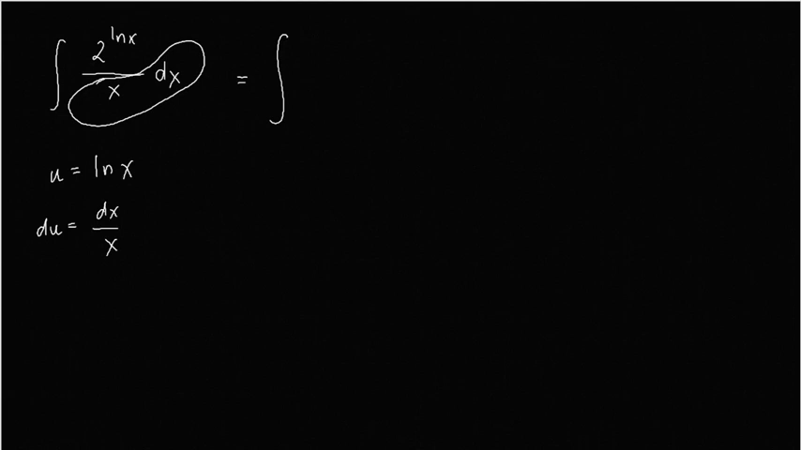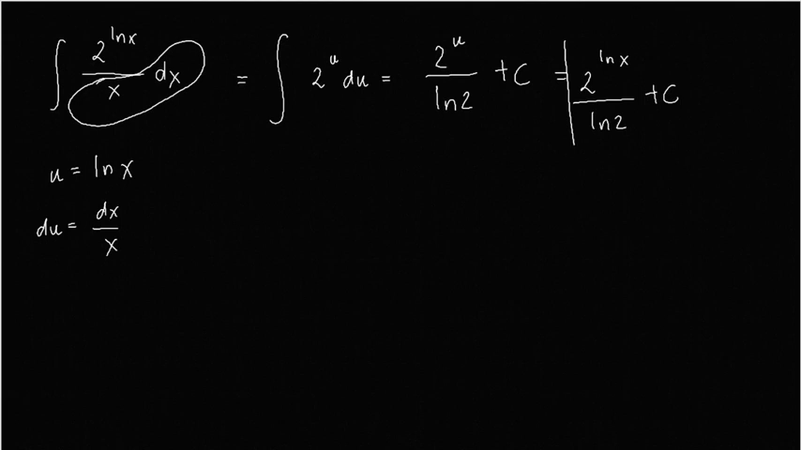So if we integrate this, we now have the integral of 2 raised to u du. And as we remember, this is equal to what? 2 raised to u divided by ln of 2 plus c. So, going back to our original variable, which is x, we have 2 raised to ln of x all over ln of 2 plus c. This will be our final answer for this problem. Right, so let's proceed to our next problem.